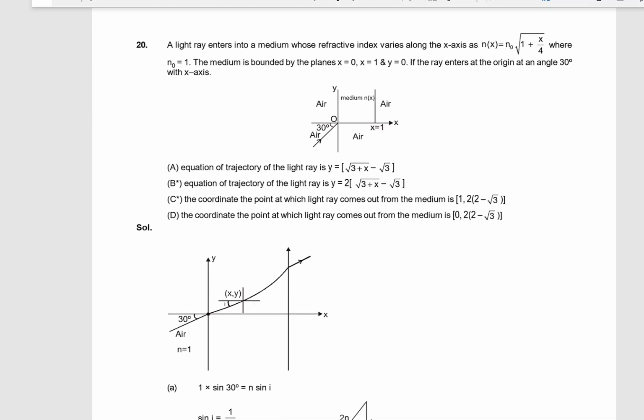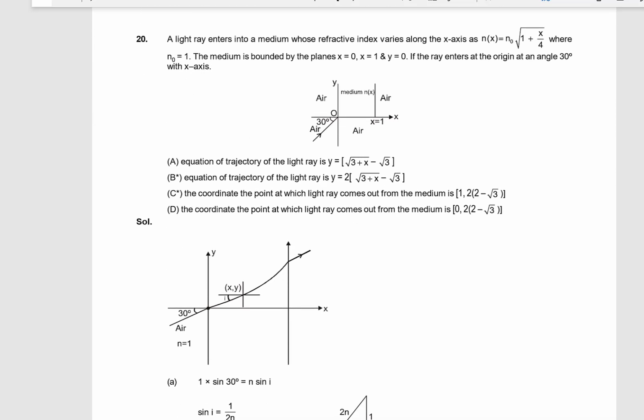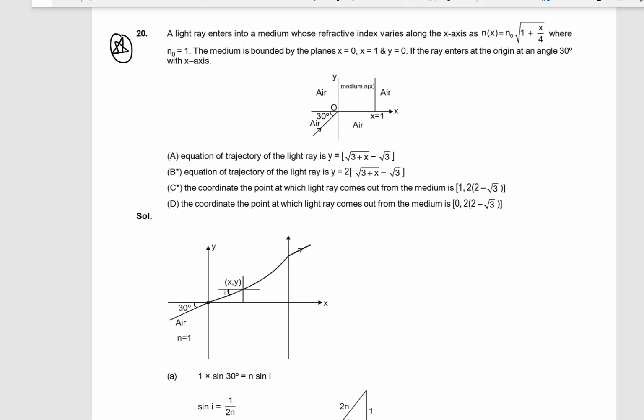Okay, coming to question number 20. This question is an important question. It is a standard question where we have variable refractive index. There are two sets of problems: variable refractive index in x direction, and variable refractive index in y direction. Here we have a question in which we have variable refractive index in x direction, that is, different layers have different refractive index.